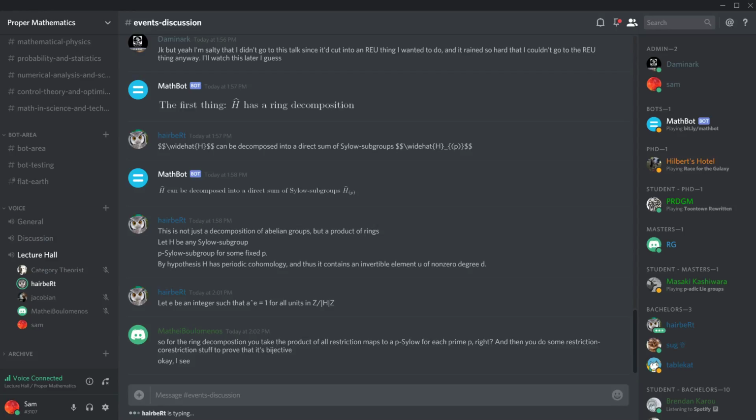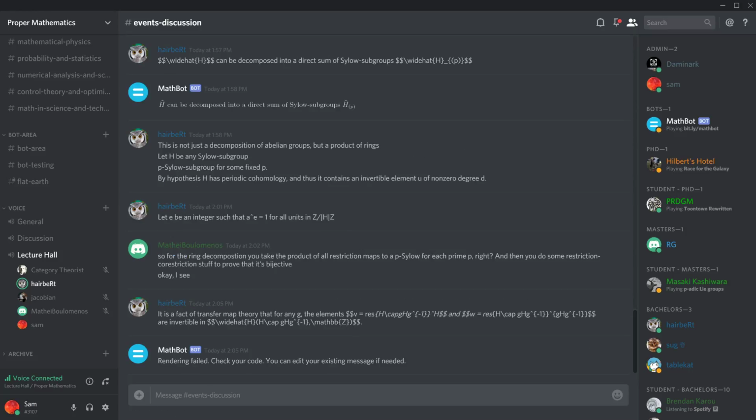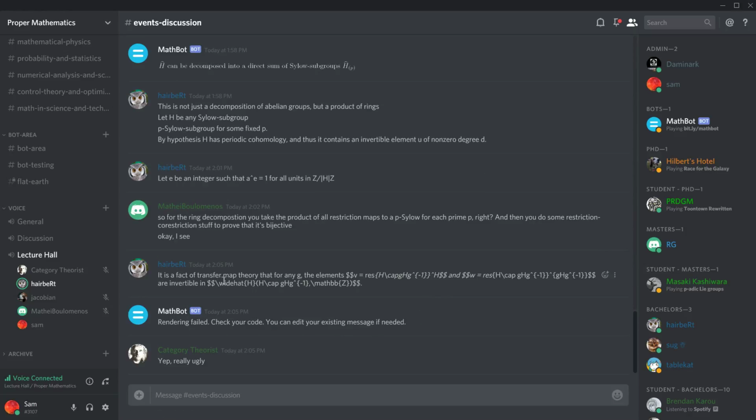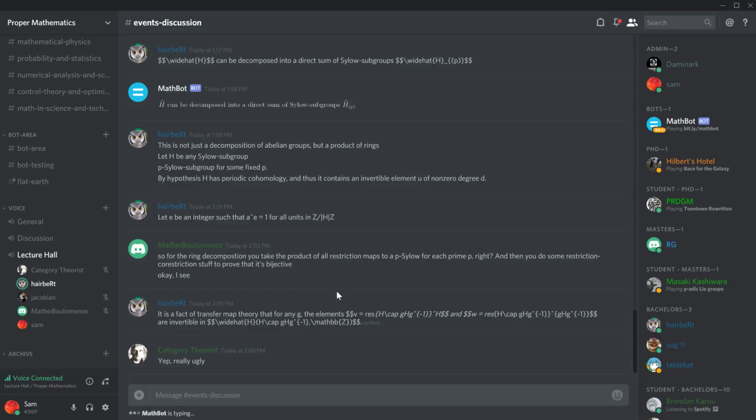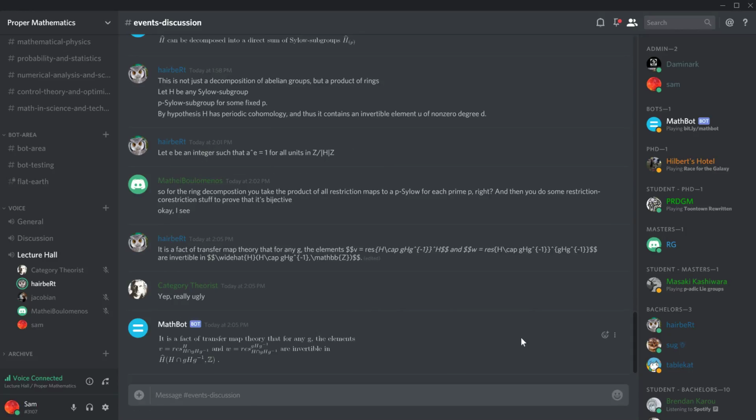What you're going to see rendered in LaTeX is exactly the reason why I didn't cover the transfer map in the talk. Because this is going to get really ugly. Well, I know why. Now you see why I didn't want to do this.